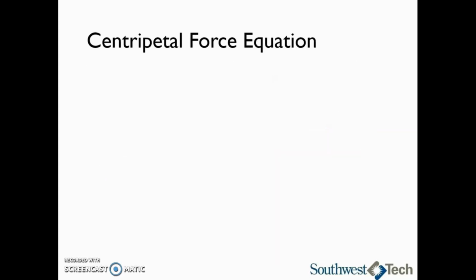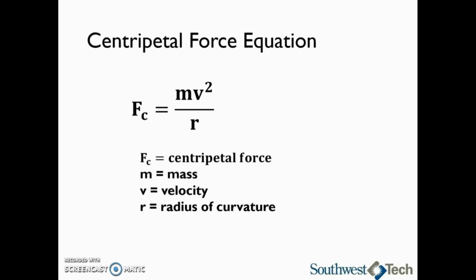If we want to solve problems involving the centripetal force, we can use the equation F sub c equals m times v squared divided by r, where F sub c is the centripetal force, m is the mass, v is the velocity, and r is the radius of curvature of the path of the object.